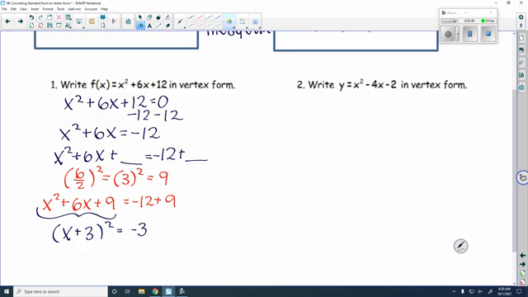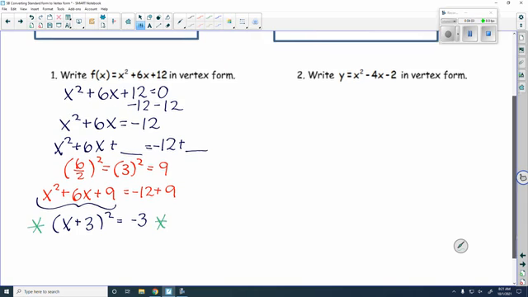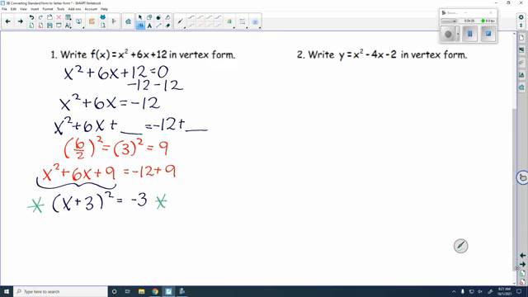This is what we did on Wednesday, right? Okay, there is one extra step we're going to add. So at this point now, here's the new thing. We are going to take that minus 3 over here, and we're going to move it back to be with the rest of the equation. So plus 3, so we get x plus 3 squared plus 3.